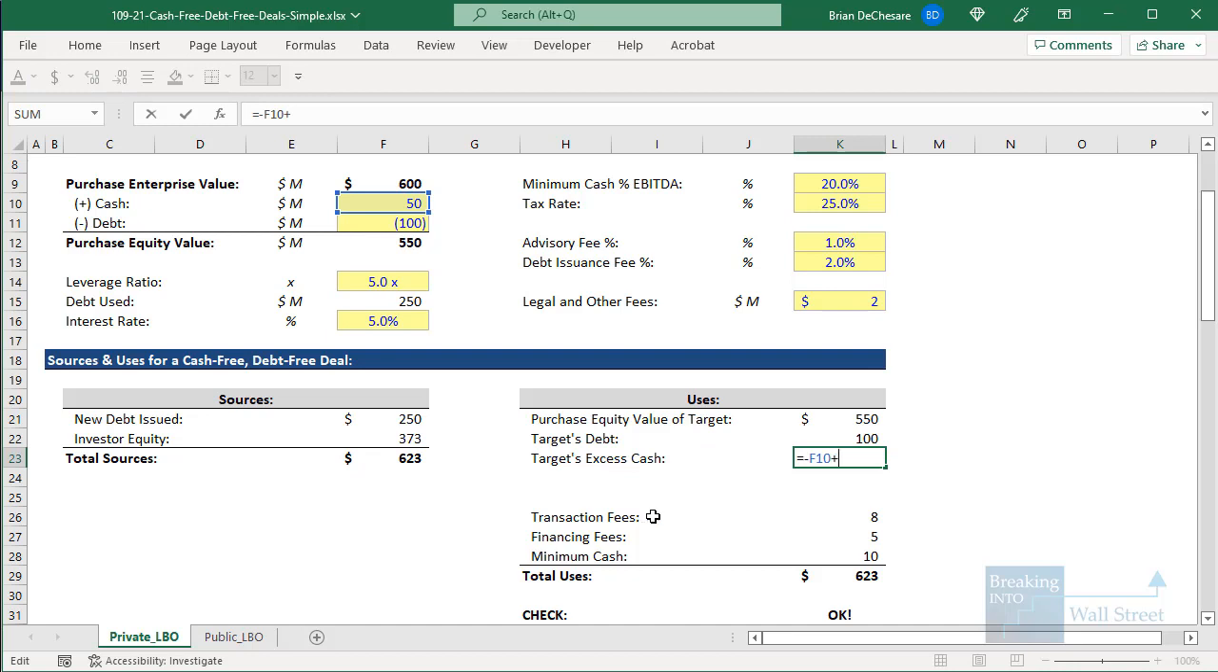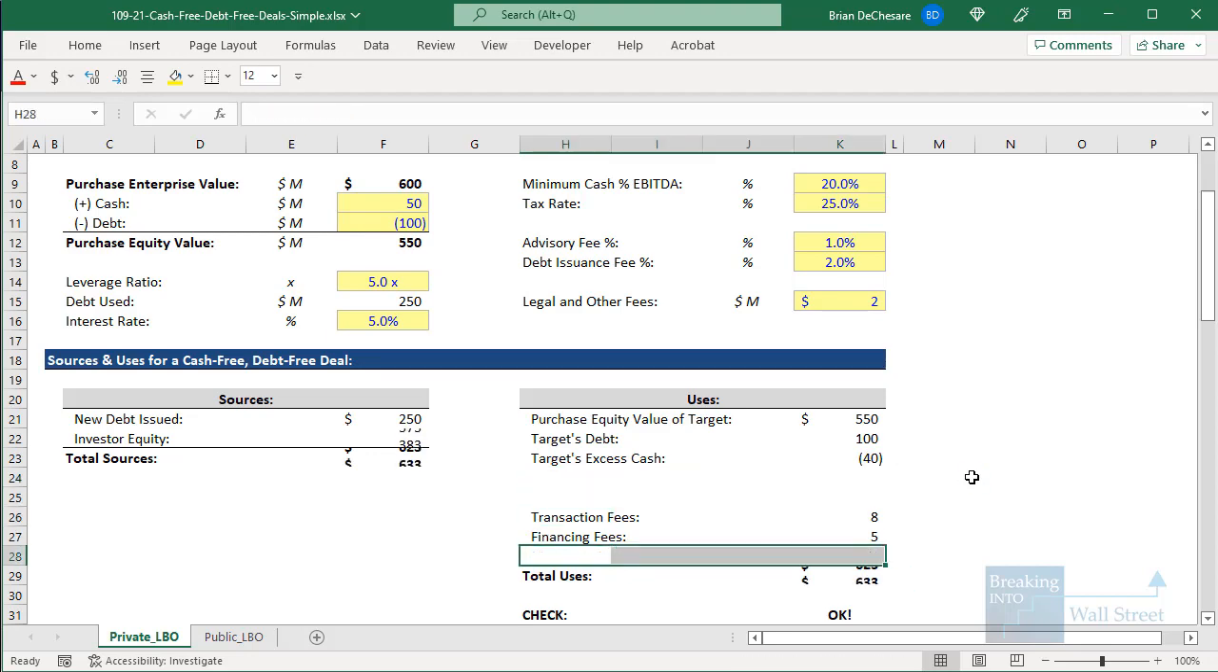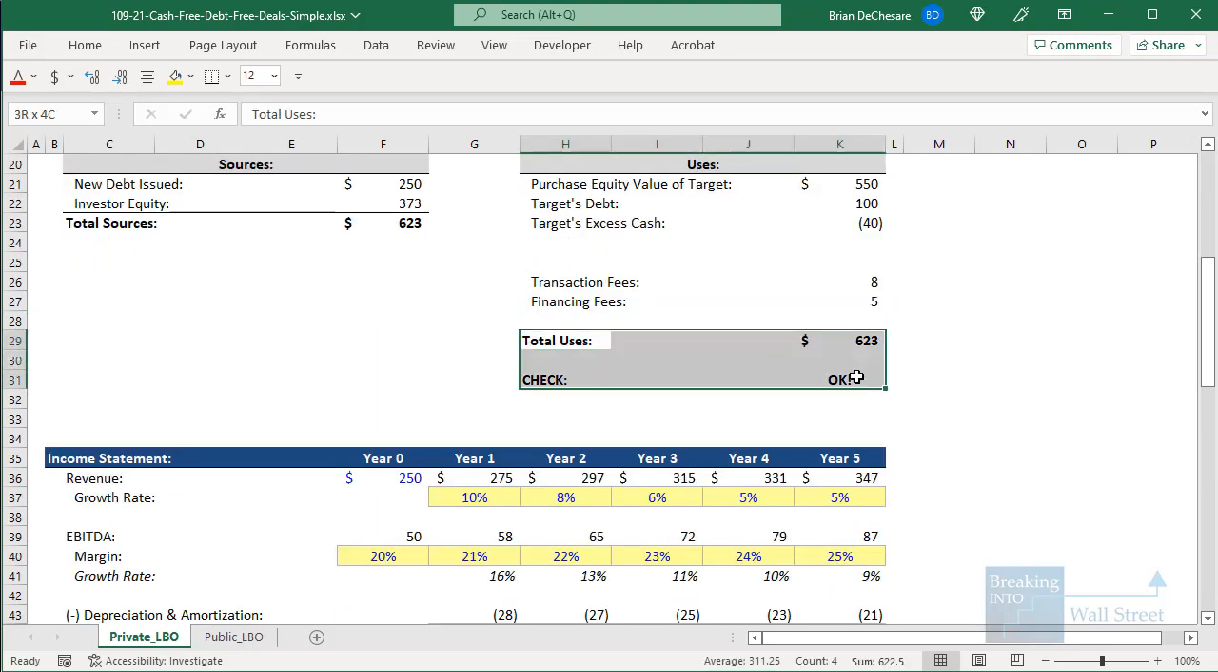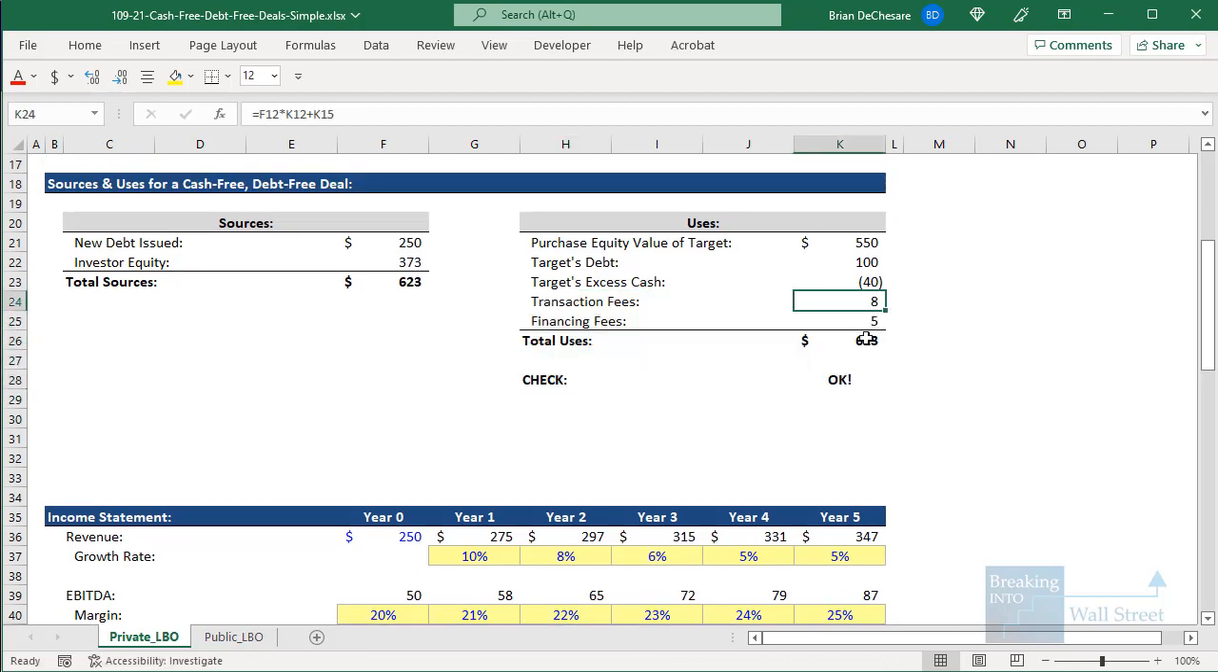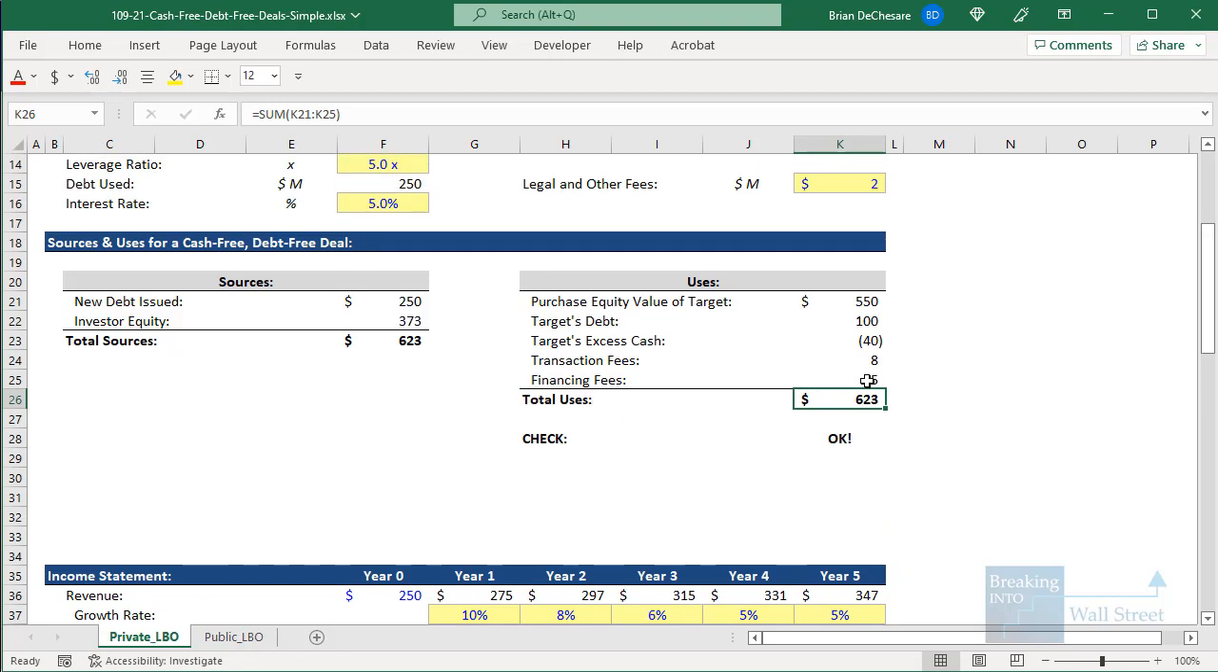And all we're doing is adding the minimum cash balance that we calculated before. So let's take this and then add this number, and then we can delete the minimum cash right here. And again, it's the same. Total sources equals total uses equals 623 million.